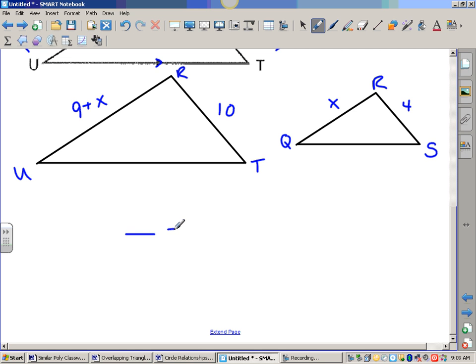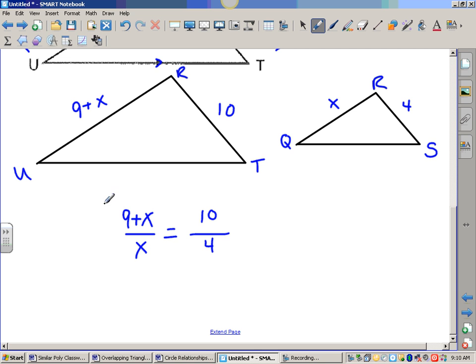So when I go to set up my proportion, there's quite a few ways to set it up. As long as you're getting the same cross products, you'll be okay. But if you're not getting the same cross products as I am, then your proportion is wrong. So how I'm going to do this is I'm going to say the left side of this triangle, 9 plus x, is to the left side of this triangle, which is just x, is equal to 10 to 4. Now there's other ways to set it up. This is how I'm going to do it.